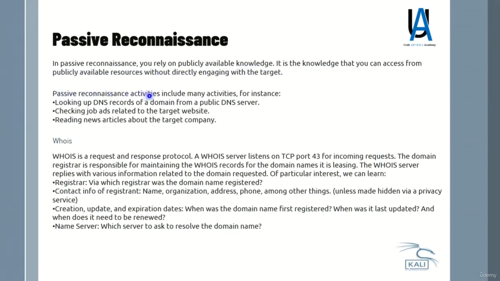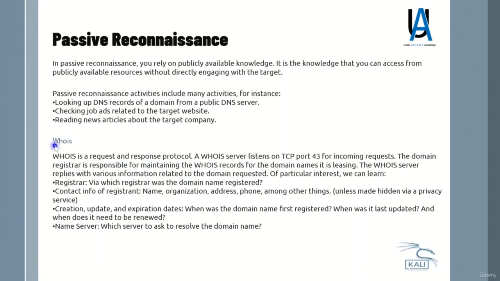Basically, in passive reconnaissance, all these activities are included. You will look up the DNS record of a domain. You will find DNS records of a domain from a public DNS server. Then students, you can check job ads related to the target website in order to get different information about your target. Then reading news articles about the target company. This is the way how you can actually passively gather information about your target machine from publicly available resources.